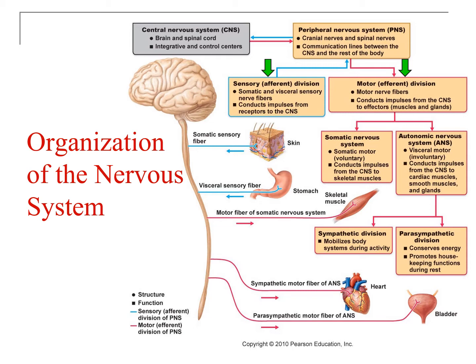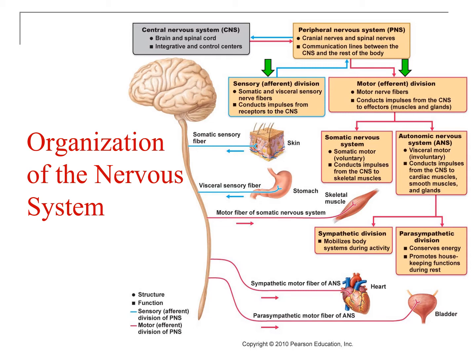The motor or efferent division consists of motor nerve fibers, and this is sending directions, conducting impulses from the central nervous system to effectors, which are muscles and glands. The word effectors basically means something that has some sort of an effect inside or outside the body. So do you want to move? Do you want to digest food? Do you want your heartbeat to speed up? Do you want to breathe? So effectors are structures that carry out some sort of task.